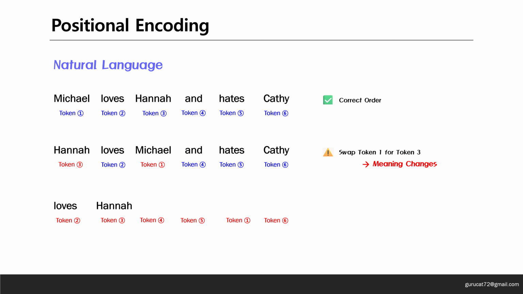And what if we shuffle everything? Loves Hannah and hates Michael Kathy. This doesn't even make sense anymore. The meaning is completely broken. So here's the takeaway. In language, order is critical. The position of each word matters.